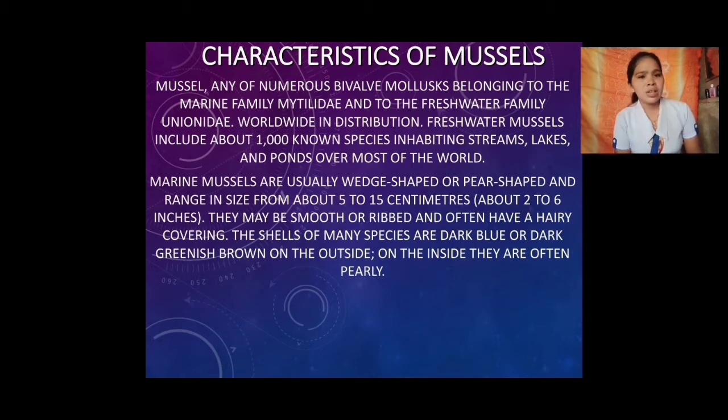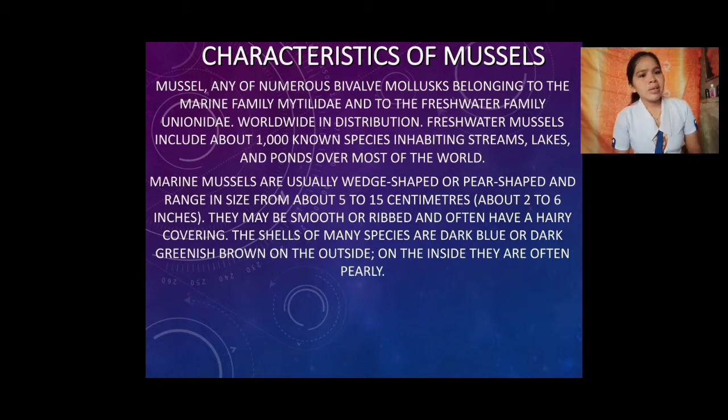Marine mussels are usually wedge-shaped or pear-shaped and range in size from about 5 to 15 centimeters, about 2 to 6 inches. They may be smooth or ribbed and often have a hairy covering. Ang outer layer sa kanang mussels na ay dili siya haba, smooth siya, and often have a hairy covering. Napod siya kanang gagmay-gagmay nga, kanang balahibo.